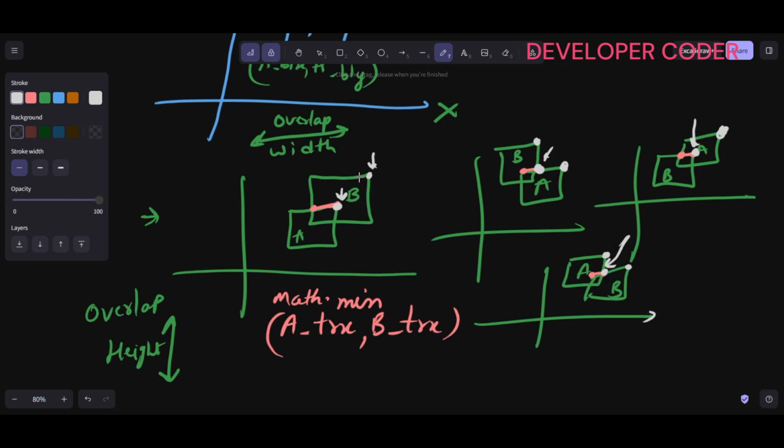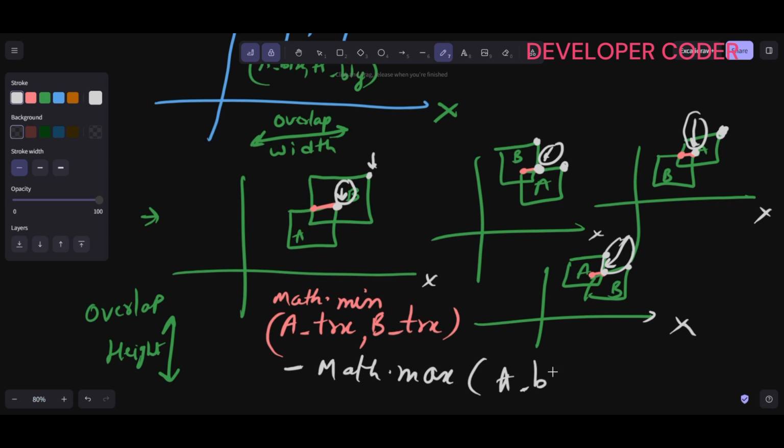So in all these shapes, if you notice, I have picked this point here, this point here, this point here, and this point here, in the x-axis. This is your x-axis, right? Now, from this, if I subtract the max, Math.max of A underscore bottom left x, B underscore bottom left x.